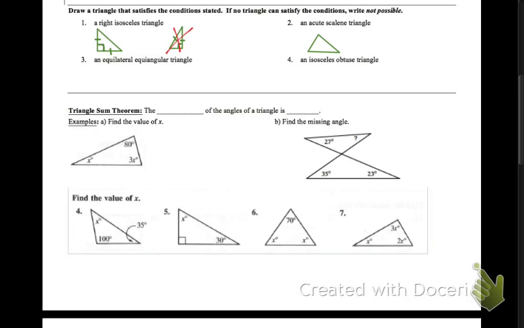An acute scalene triangle. That's probably one of the more basic ones. Just be careful. This angle here is almost a right angle, but it's not.